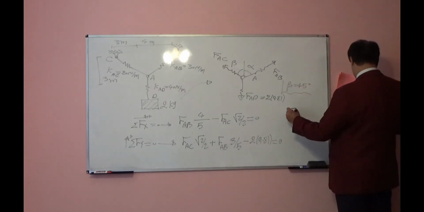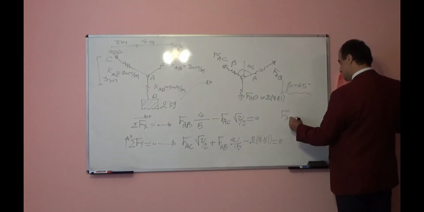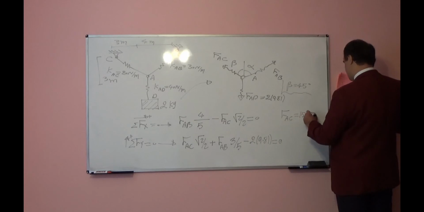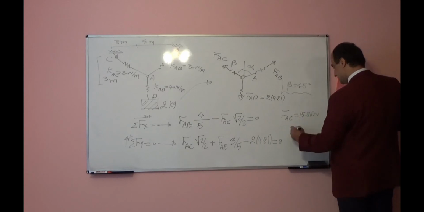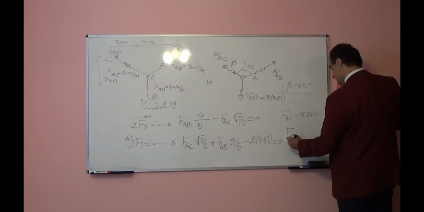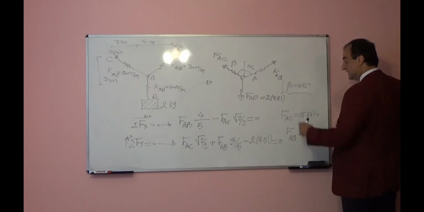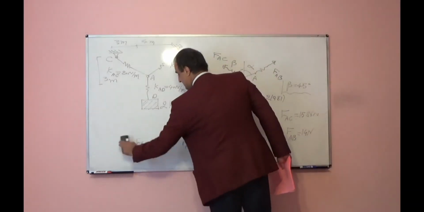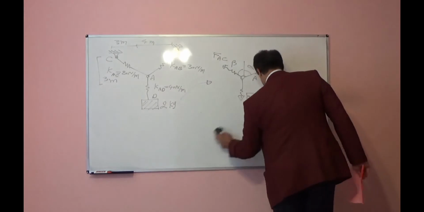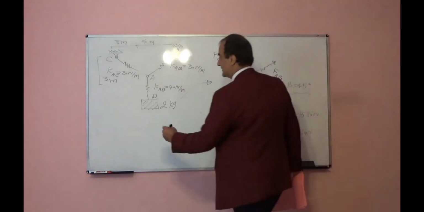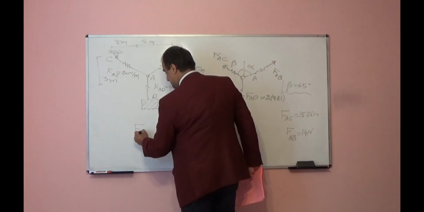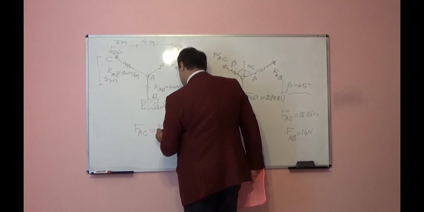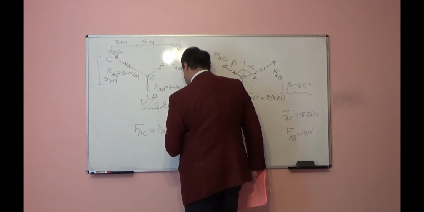From here we can find FAC is equal to 15.86 Newton and FAB is equal to 14 Newton. After finding the forces, the internal forces in these springs, I can write FAC is equal to KAC times XAC.